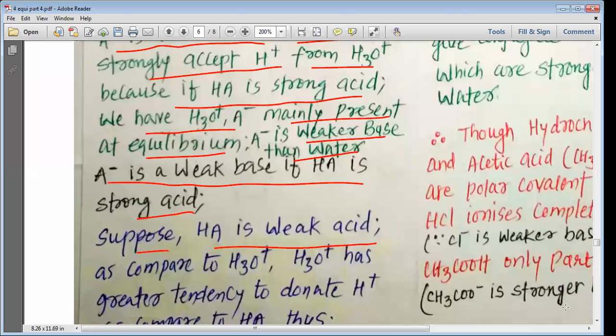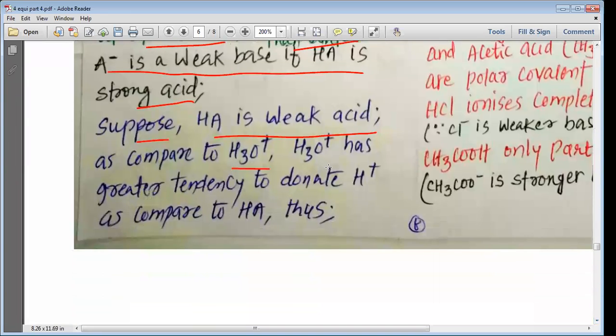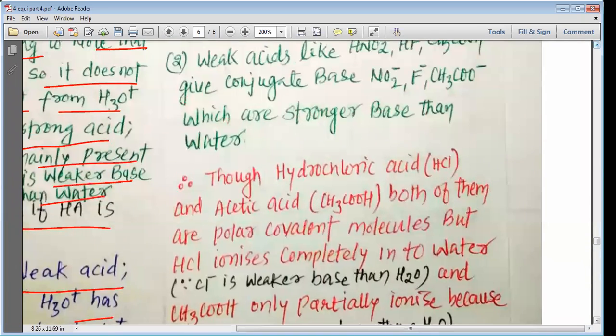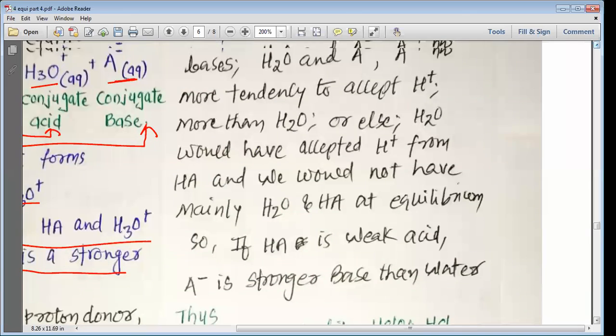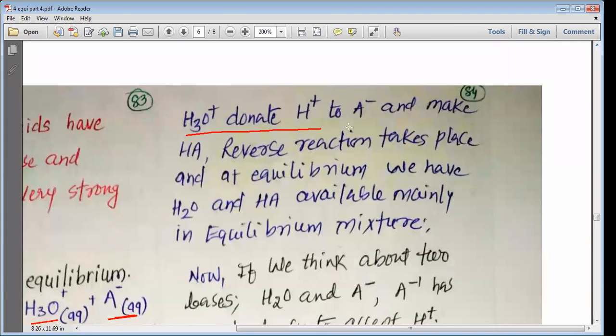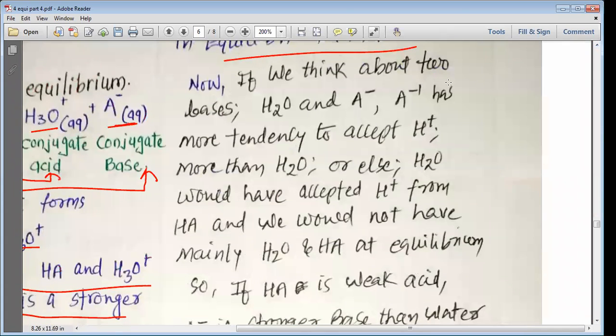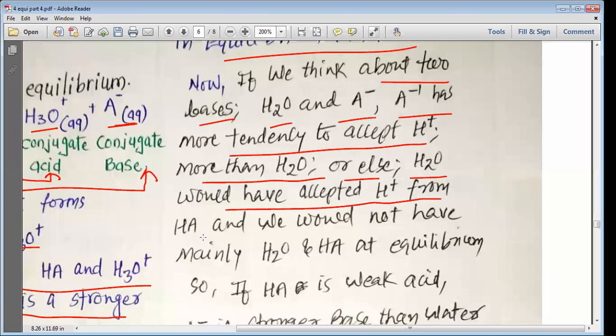Suppose HA is a weak acid as compared to H3O plus, then H3O plus has a greater tendency to donate H plus as compared to HA. Thus, H3O plus will donate H plus and the equilibrium will shift towards the reactant side. So H3O plus donates H plus to A minus and makes HA. The reverse reaction takes place, and at equilibrium we have H2O and HA available mainly in the equilibrium mixture. Now if we think about the two bases, H2O and A minus, A minus has more tendency to accept H plus than water, or else H2O would have accepted H plus from HA, and we would not have mainly H2O and HA at equilibrium.